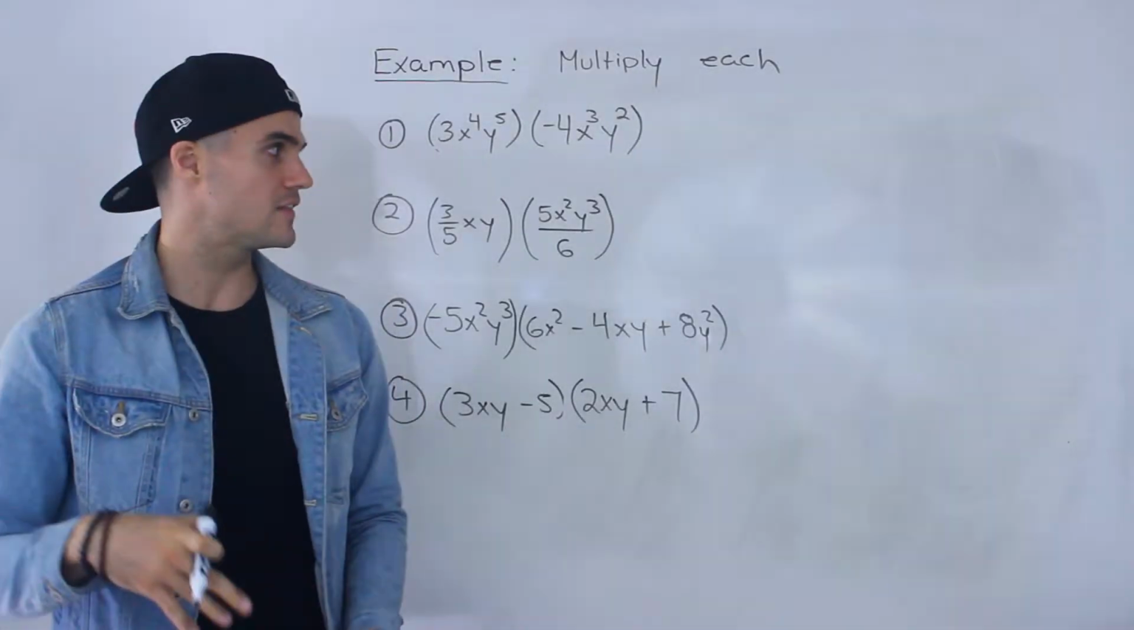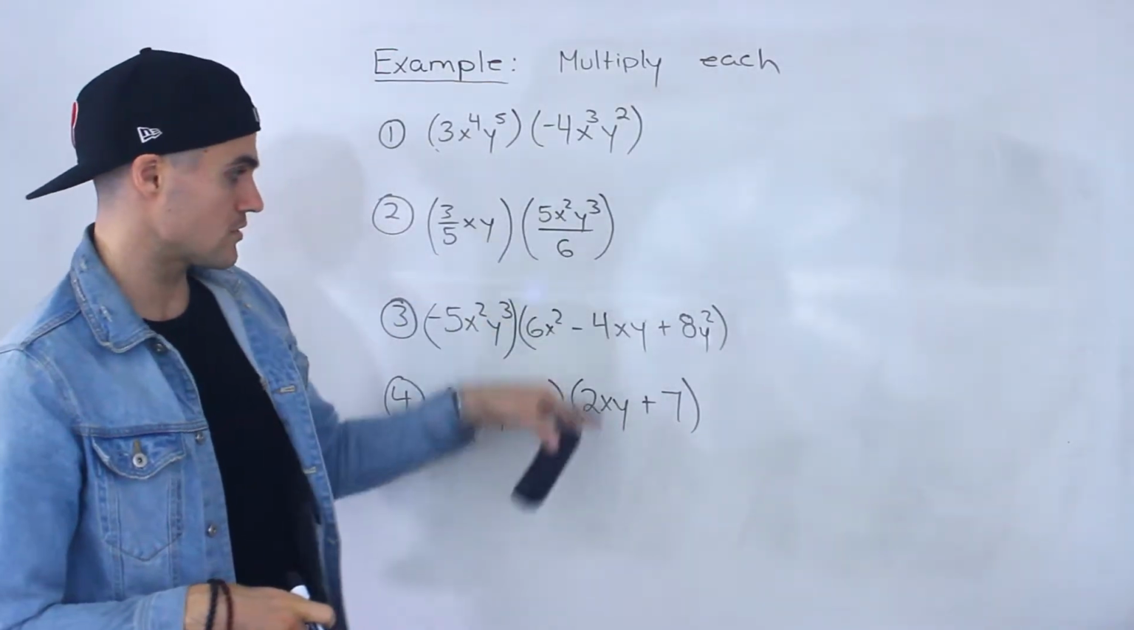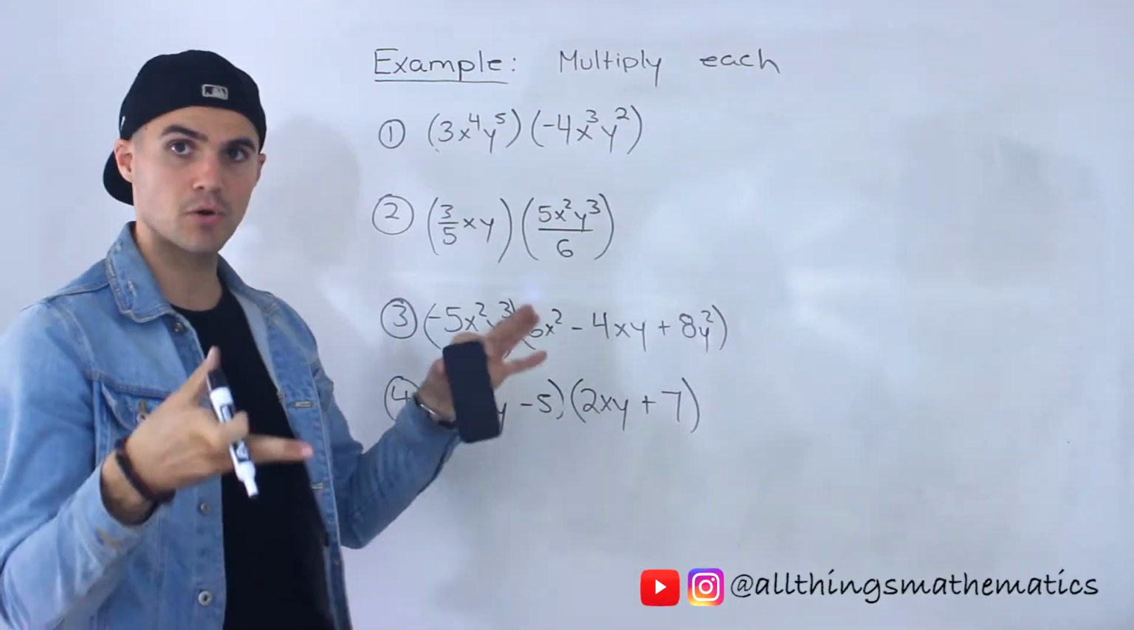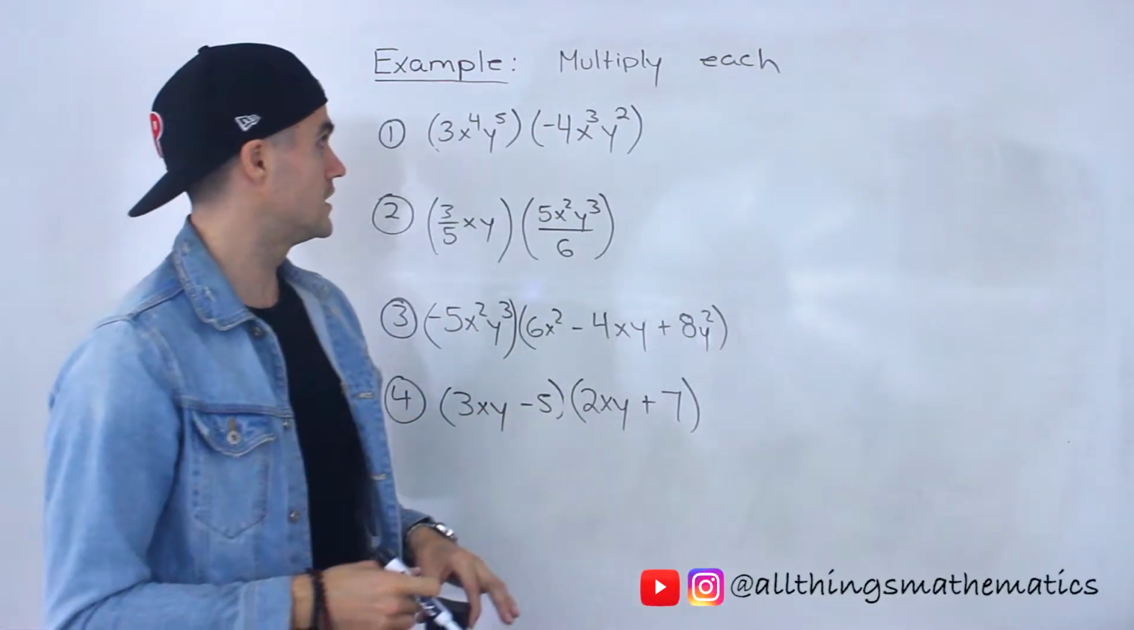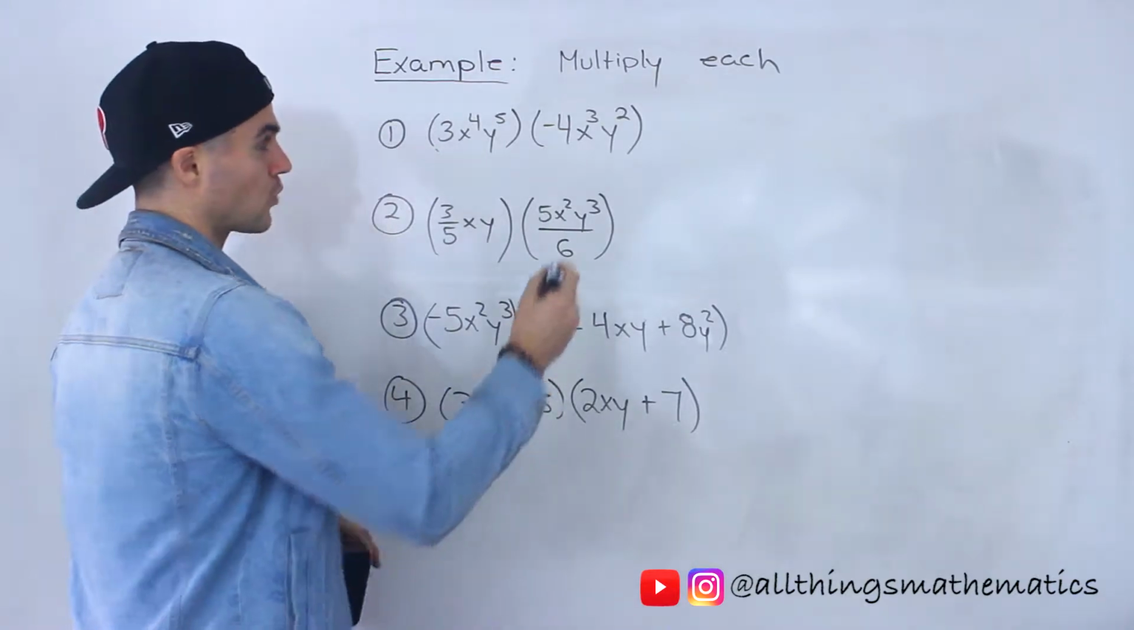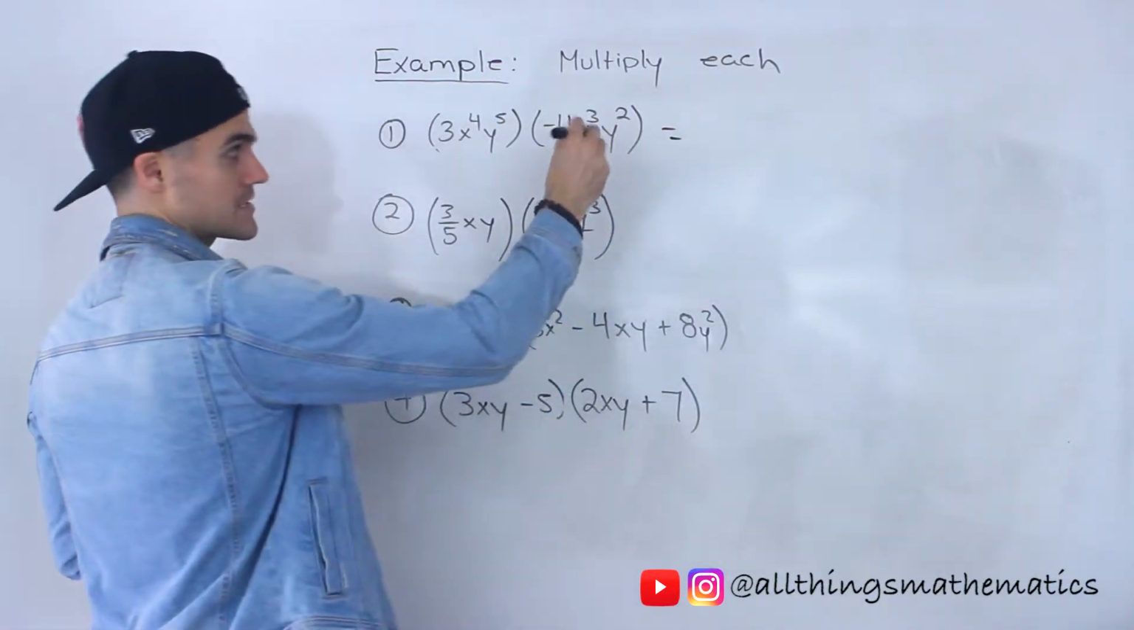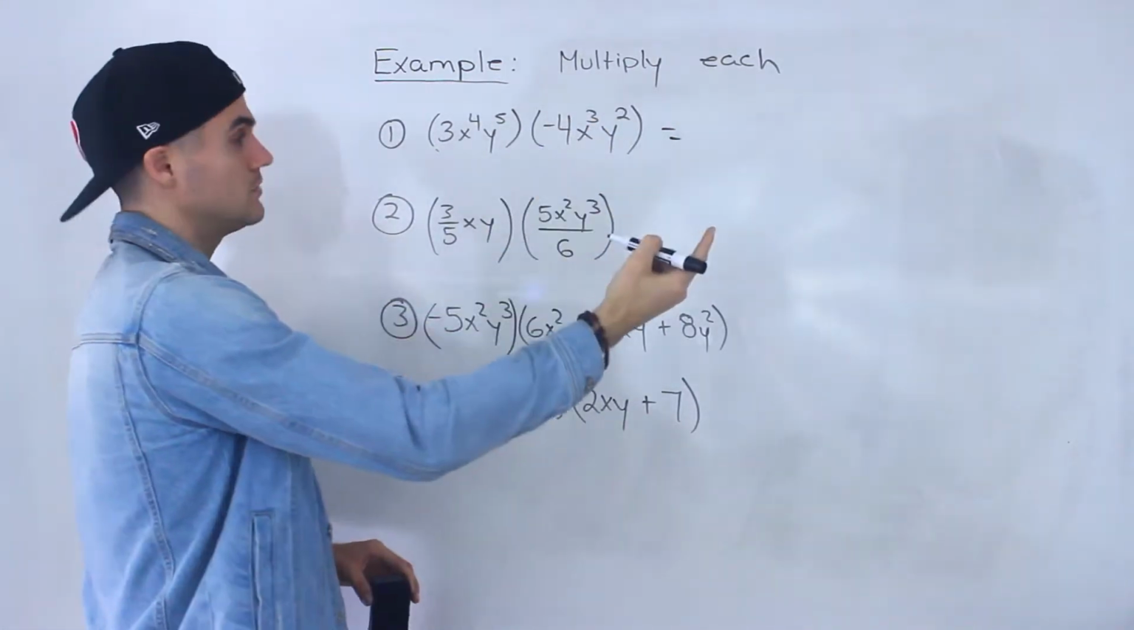Patrick here, and in this video what we're going to do is go through these four expressions, and we're going to multiply each of them. So starting with this one, we got 3x to the 4 y to the 5 times negative 4x to the 3 y to the 2.